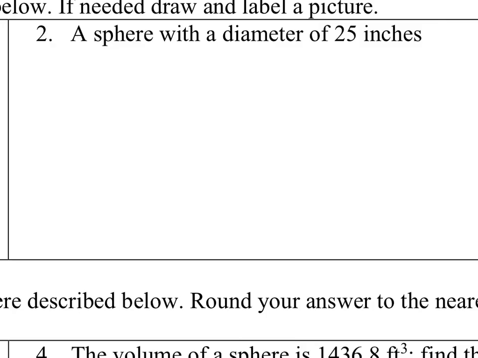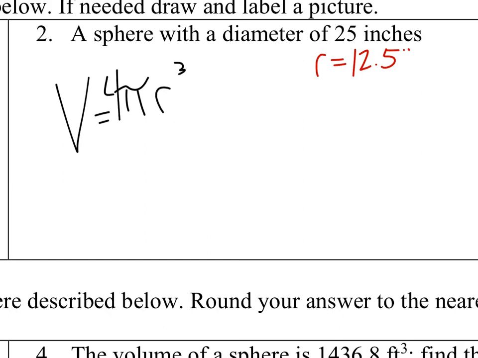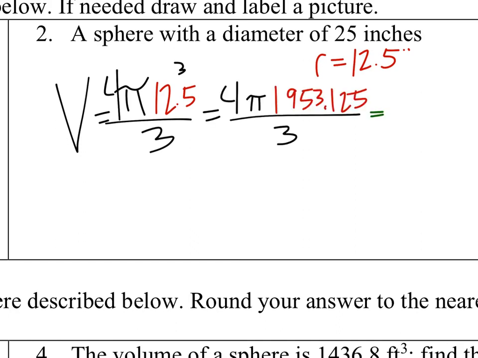Alright, so we got the diameter is 25 inches, so the radius would be 12.5 inches. On the formula, the volume is 4 pi times the radius cubed, divided by 3, and the radius is 12.5. So you could find 12.5 cubed first, which is what I'm going to do right here. 1953.125.